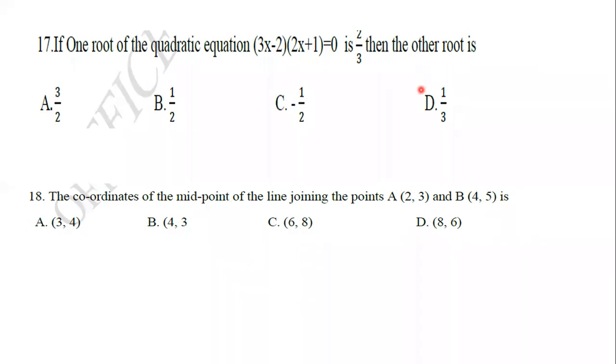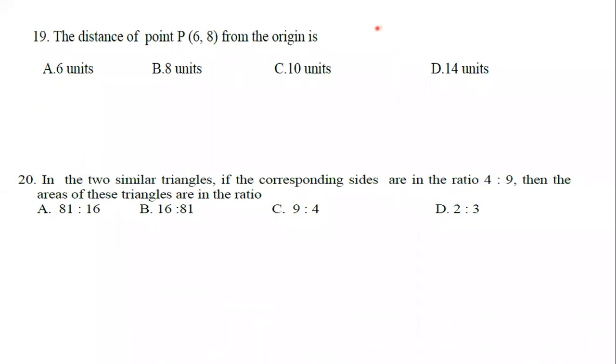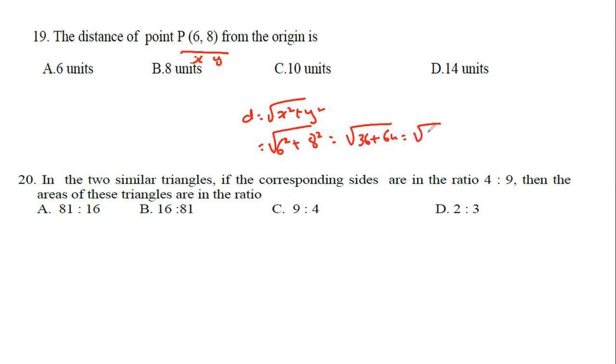Next, 19th question: the distance of the point P of 6, 8 from the origin. From the origin, the distance formula we know is square root of x square plus y square. The value of x is 6 and the value of y is 8. Substitute: square root of 6 square plus 8 square, which is equal to square root of 36 plus 64, which is equal to square root of 100, which is equal to 10 units.